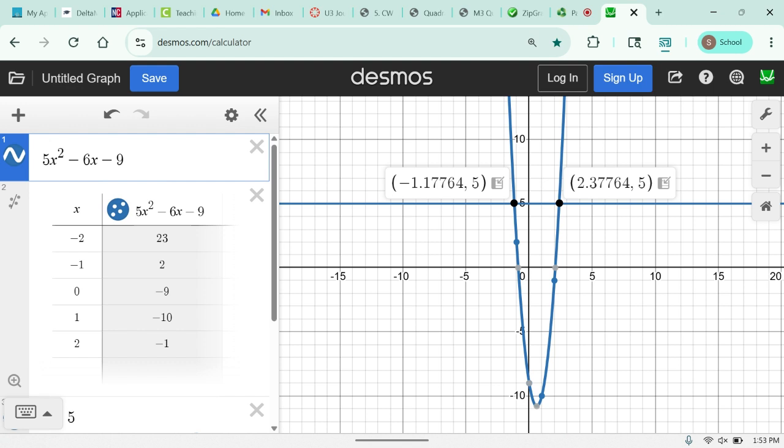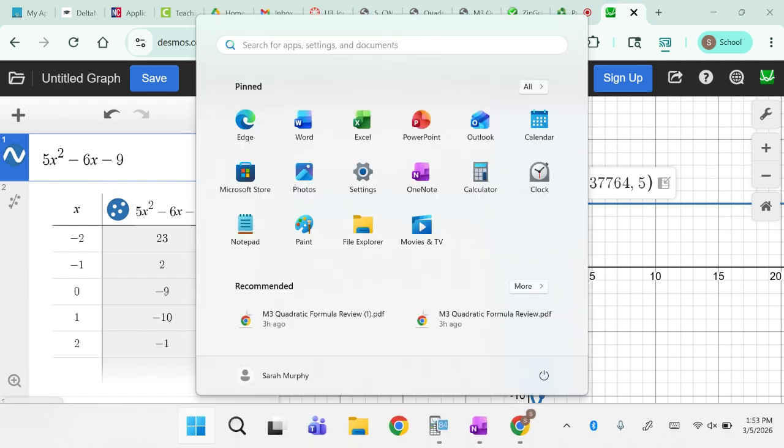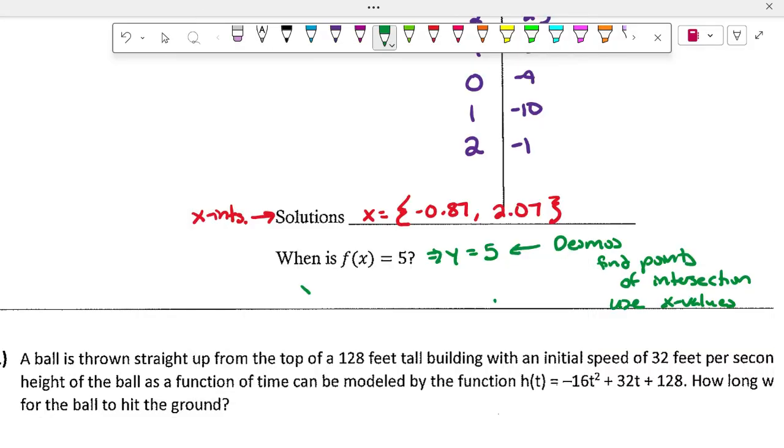So my answer is negative 1.18 and 2.38. So x is equal to negative 1.18 and 2.38.